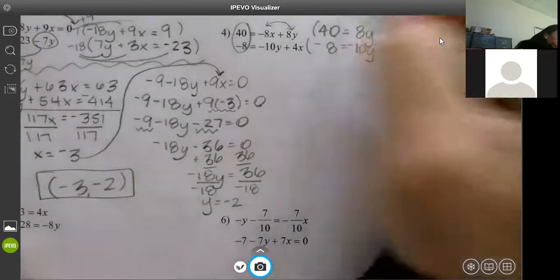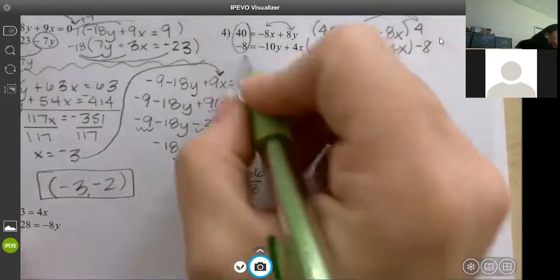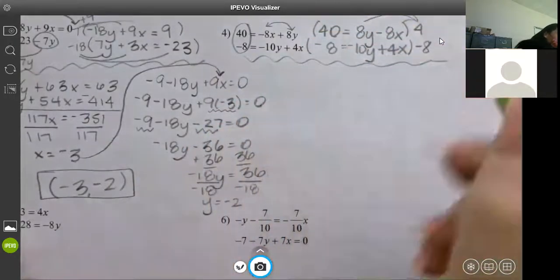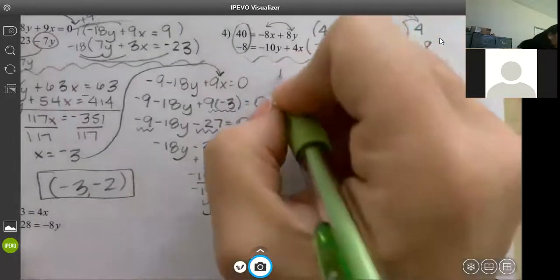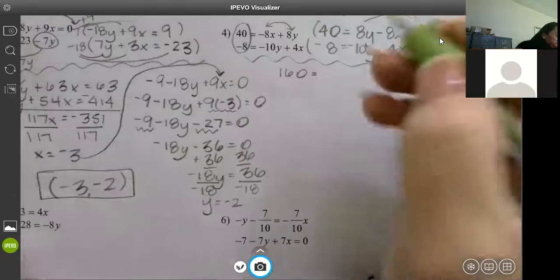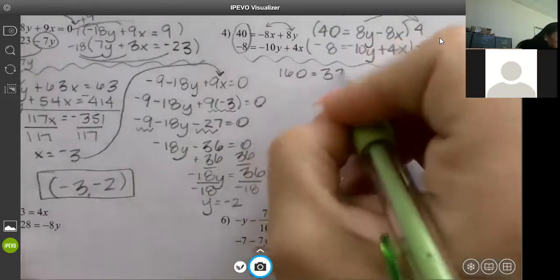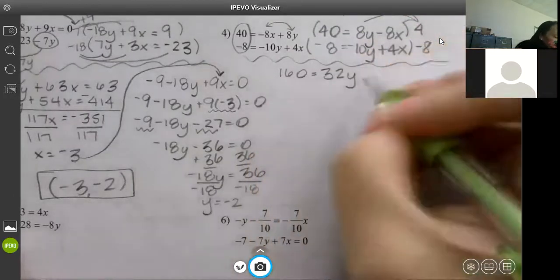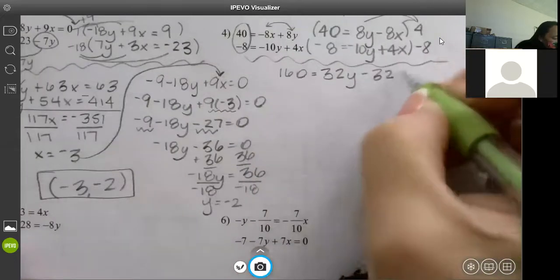So then we distribute, and we work with our two new equations. Okay, so 40 times 4 is 160. 8 times 4 is 32y. Negative 8 times 4 is negative 32x.